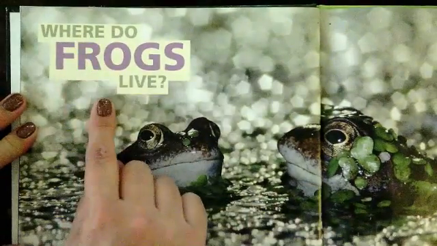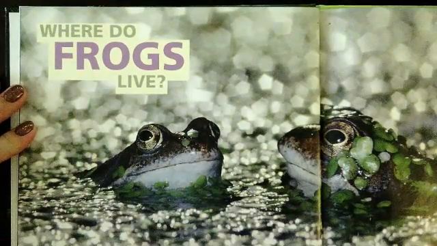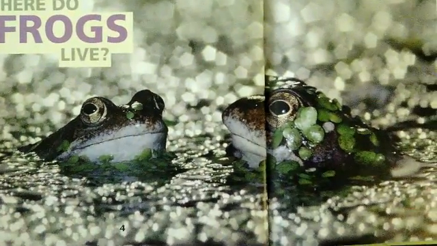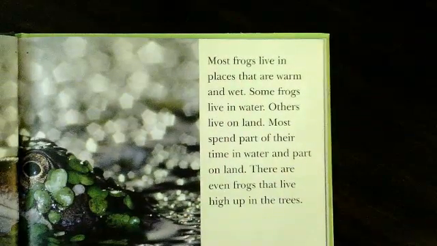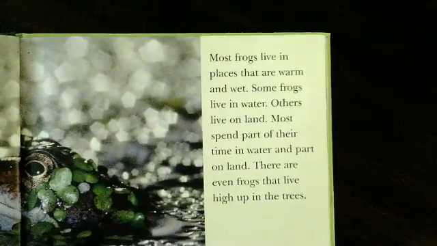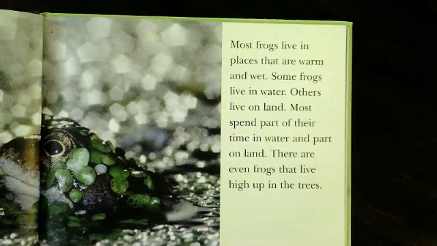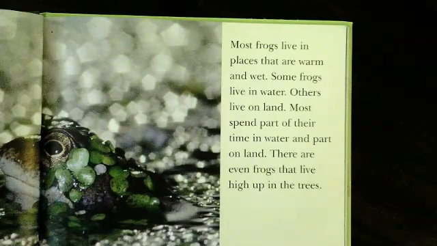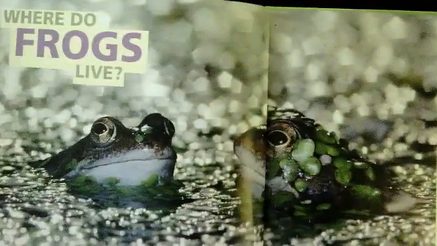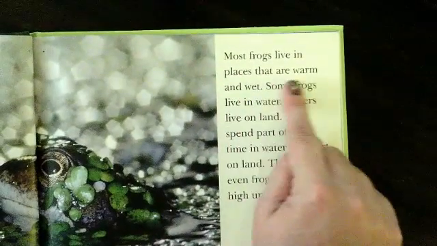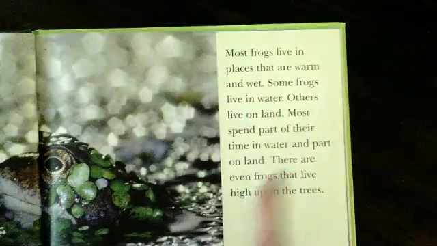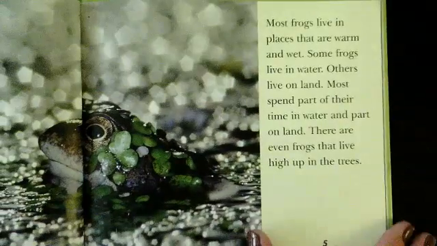First subtopic. Where do frogs live? This is a really cool picture. Most frogs live in places that are warm and wet. Some frogs live in water. Others live on land. Most spend part of their time in water and part on land. There are even frogs that live high up in the trees. So this whole section told me where frogs live. It told me that they live in places that are warm and wet, and then it went on to give me details about where that might be.